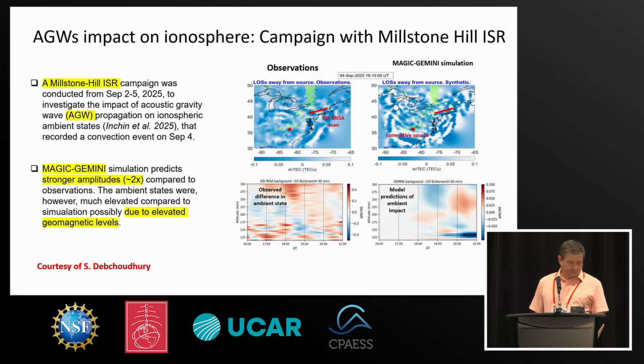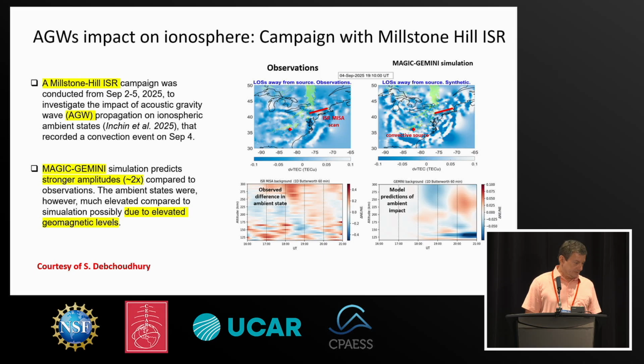So this is a result that Shantanap Duri will present, a comparison between MAGIC Gemini observations of gravity waves and ionospheric responses. That's what you see on the right-hand side with observations, GNSS, and particularly also observations made at Millstone Hill from the incoherent scatter radar.